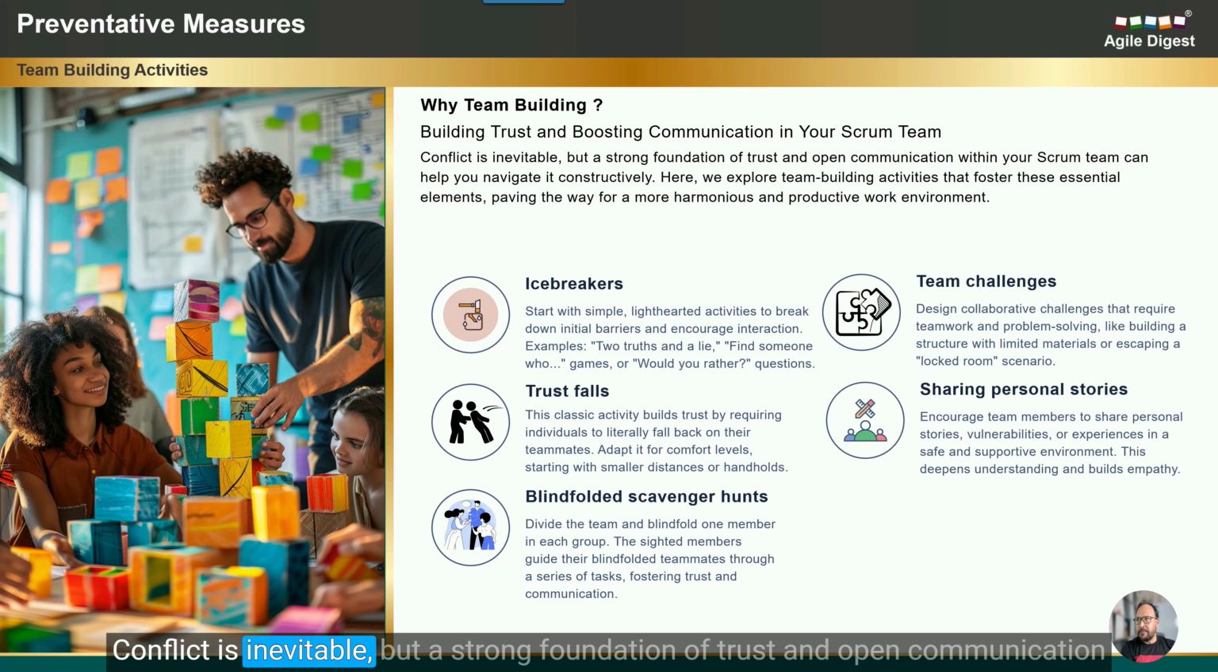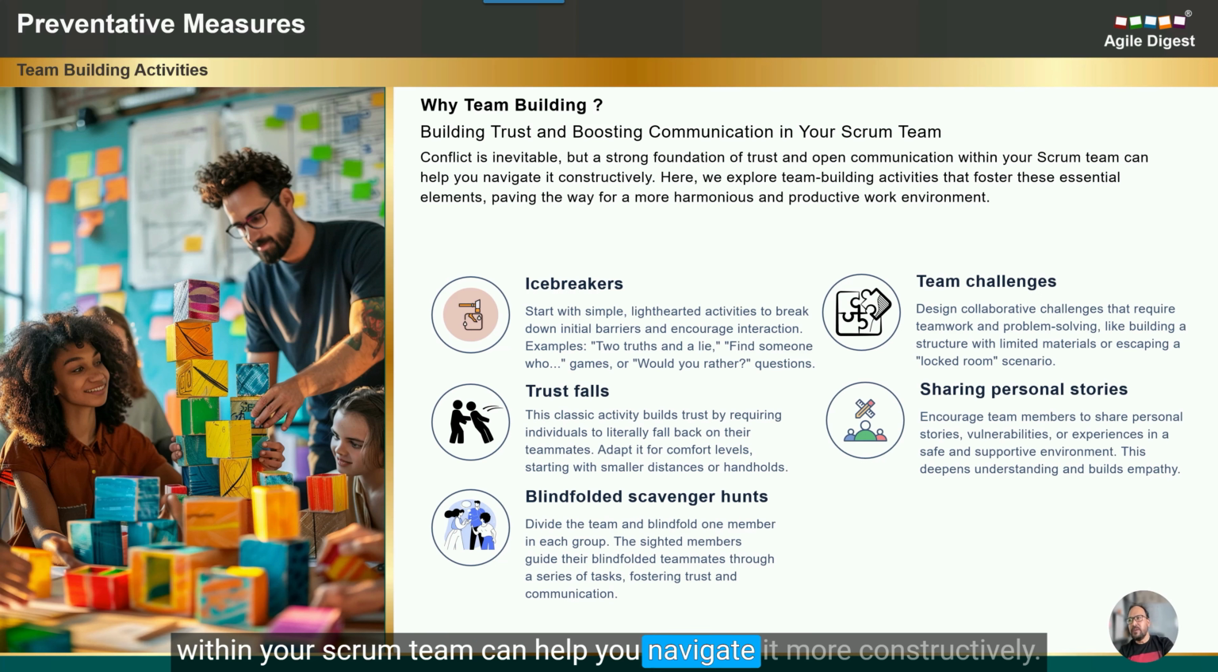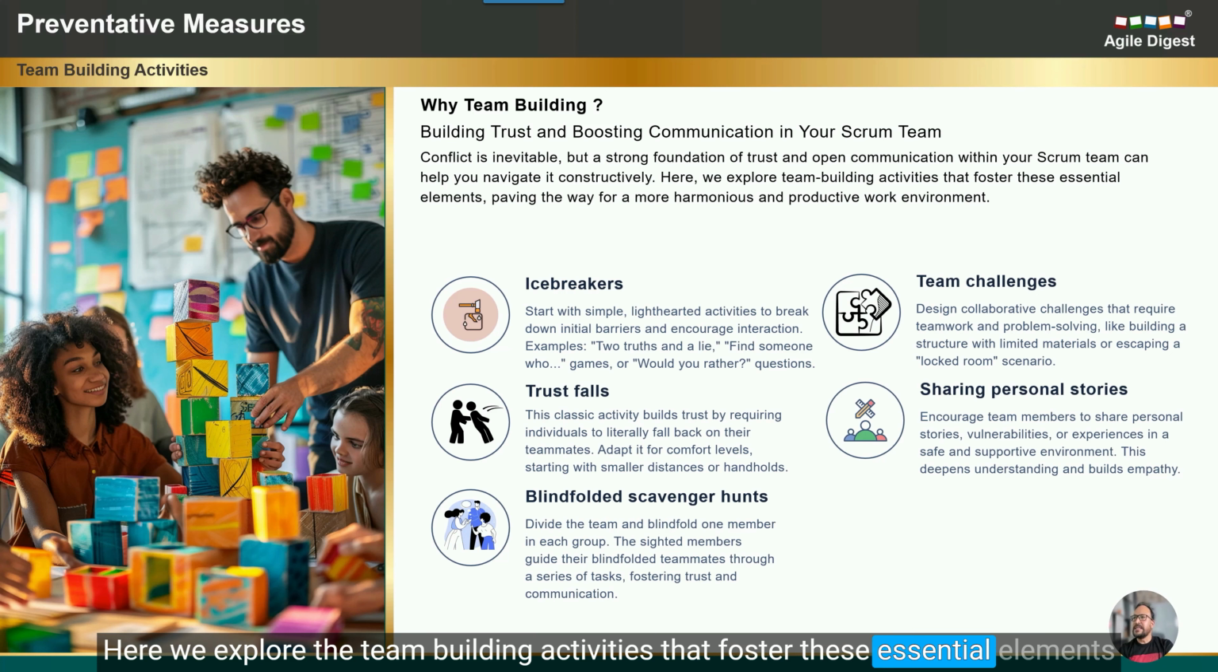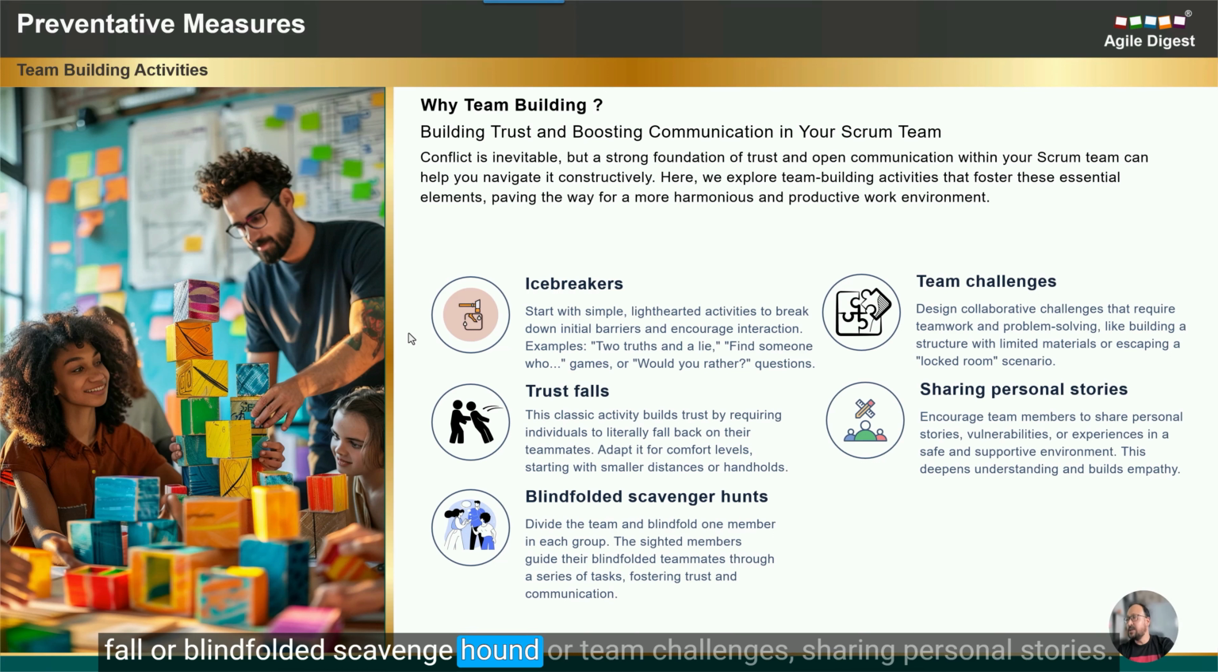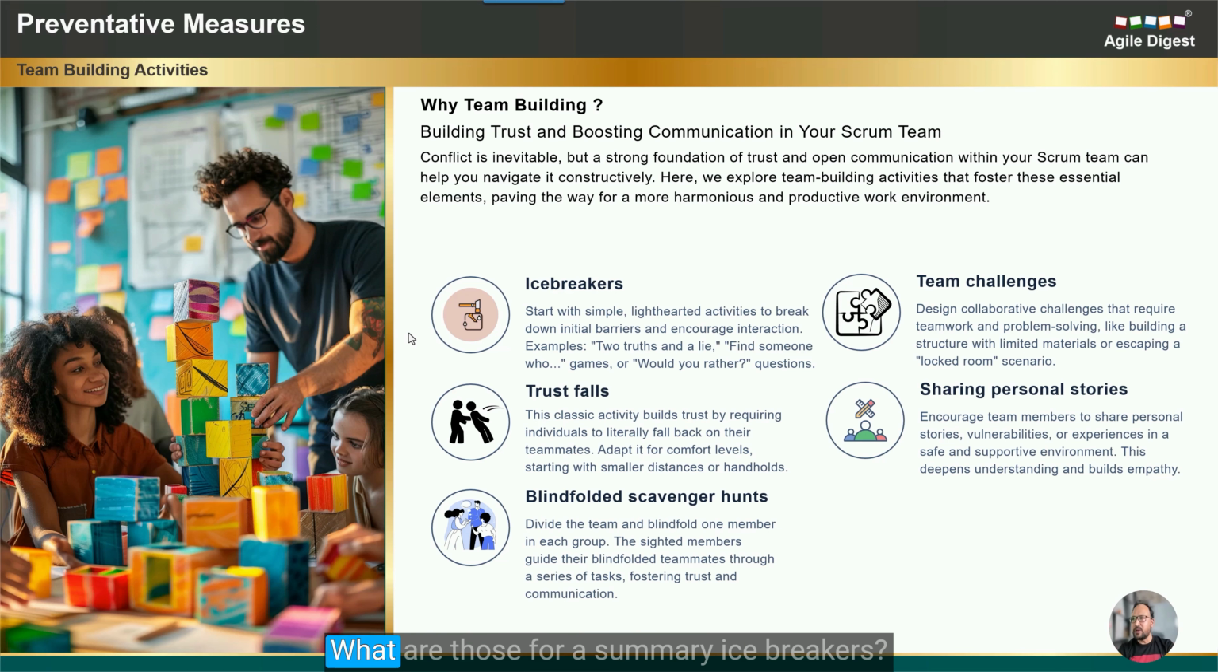Conflict is inevitable, but a strong foundation of trust and open communication within your Scrum team can help you navigate it more constructively. Here we explore the team building activities that foster these essential elements, paving the way for a more harmonious and productive work environment. So these are the different points you are looking at: icebreakers, trust fall, blindfolded scavenger hunt, team challenges, and sharing personal stories. This is what we'll be going through and learning.